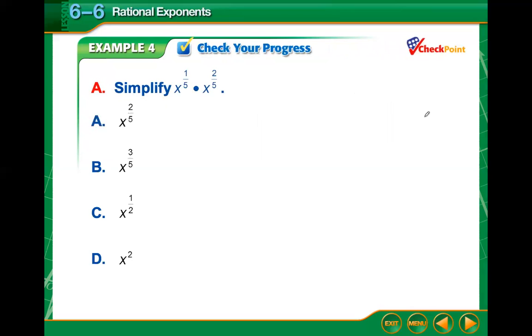All right, go ahead and try this one. All right, with this, you should get x to the 3/5, because 1/5 plus 2/5 is 3/5.